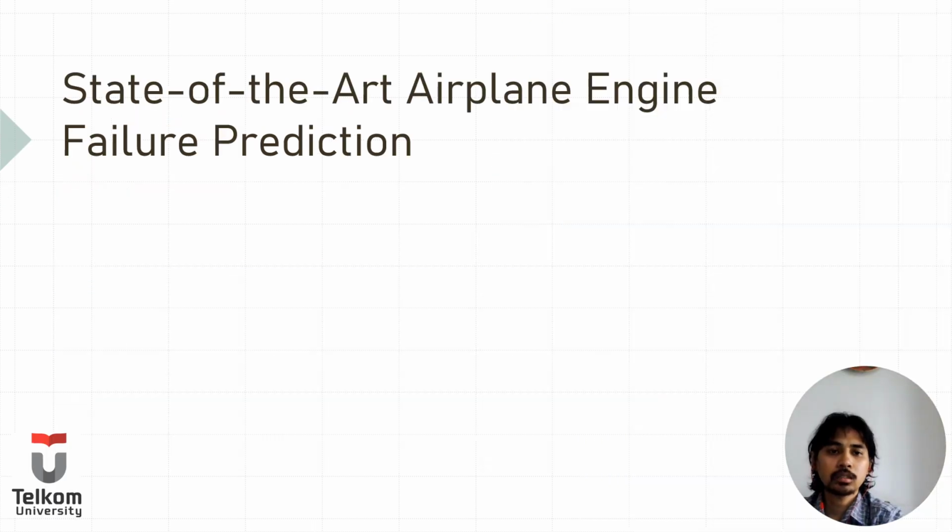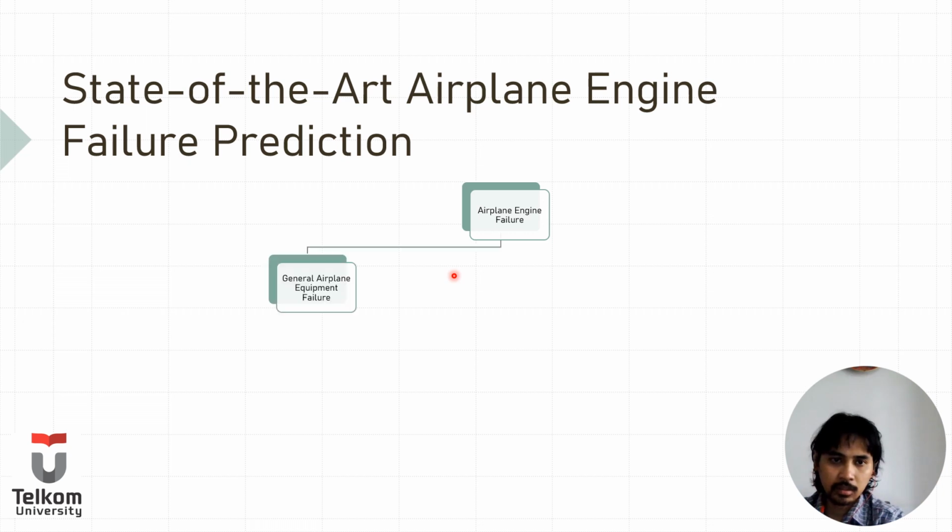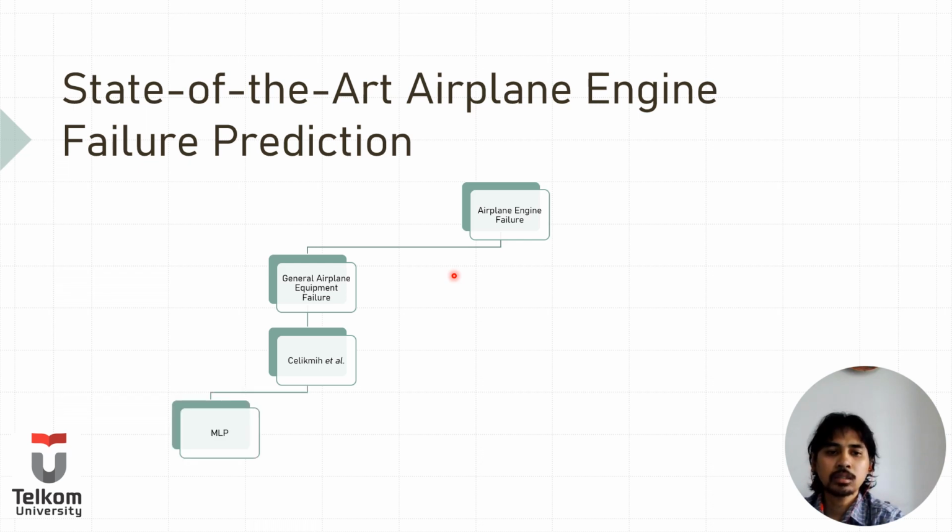We did a systematic literature study on state-of-the-art airplane engine failure predictions. There are several researches. First, there is the general airplane engine failure, and this is done by Chelikmi et al. In that research, they conducted general airplane engine failure prediction with MLP, SVM, or support vector machine, and linear regression.